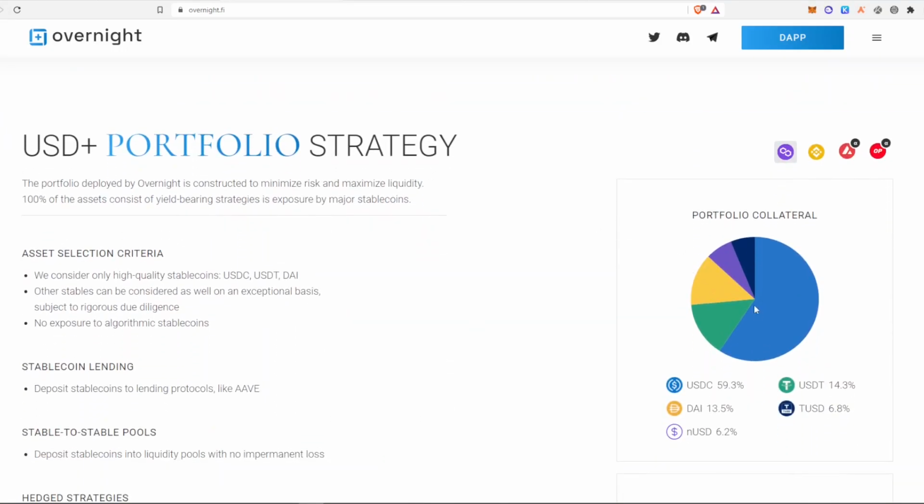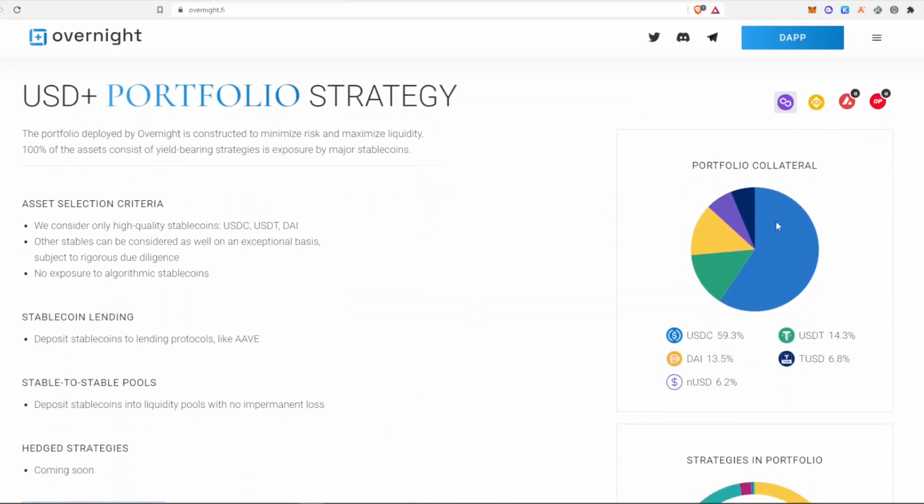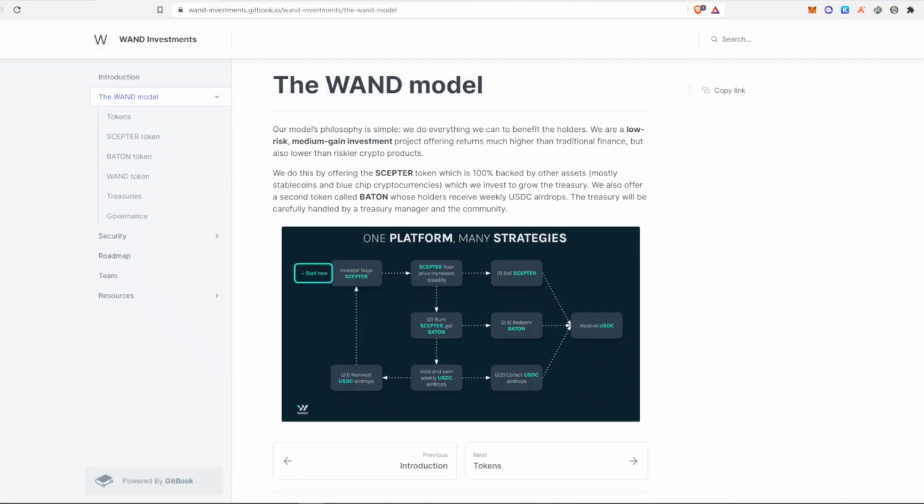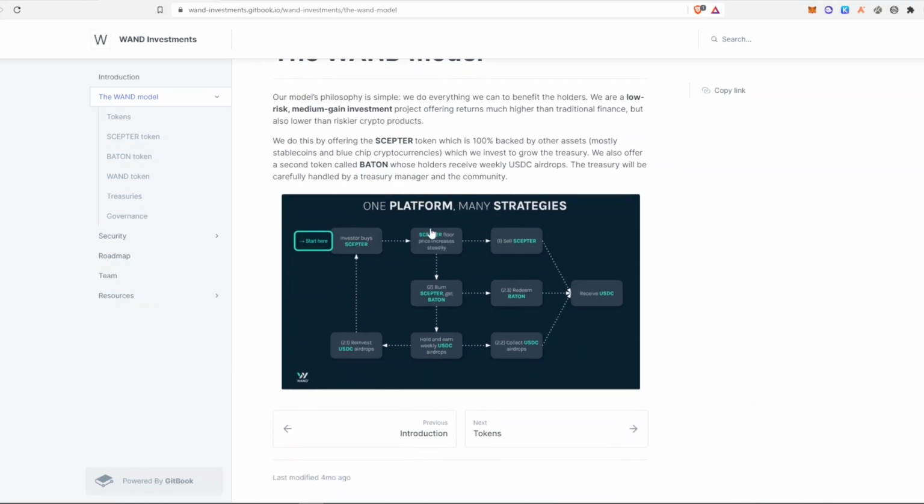And you can see how these guys use their portfolio and invest it in a bunch of different stable coins. So that's pretty much how Scepter works and how it's only going to increase in price over time. And then, as you can see here from this diagram, there's a couple of different things you can do. You can either obviously buy Scepter, hold it for a certain amount of time until it increases in value, and then sell it.